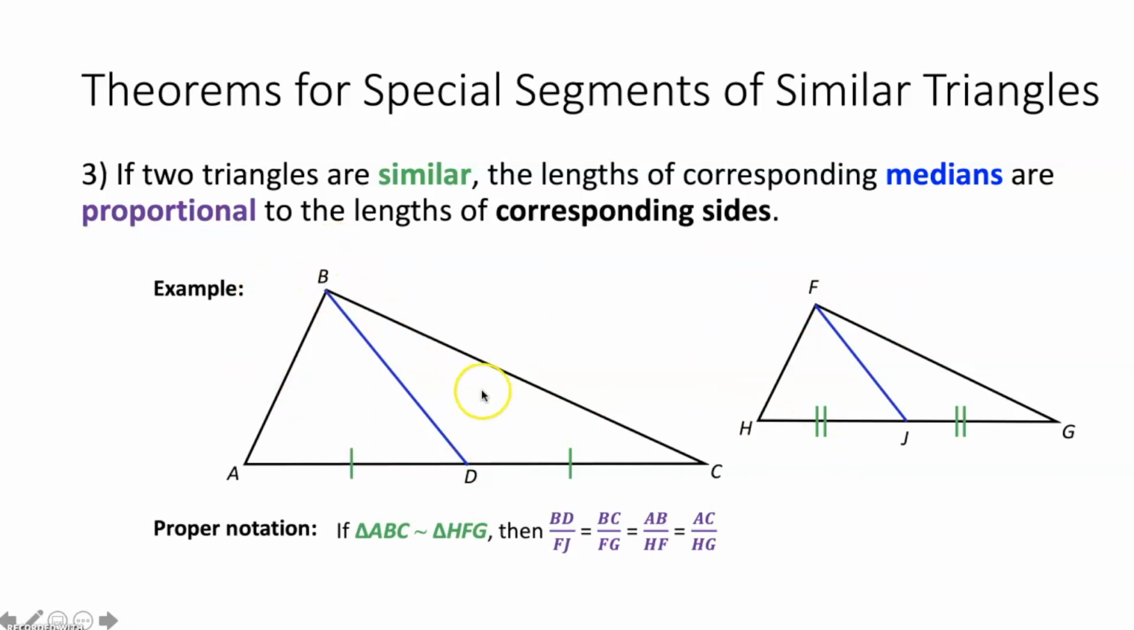So the measure of segment BD over the measure of segment FJ has to equal the measure of segment AB over the measure of segment HF, which has to equal the measure of segment BC over the measure of segment FG, which has to equal the measure of segment AC over the measure of segment HG.